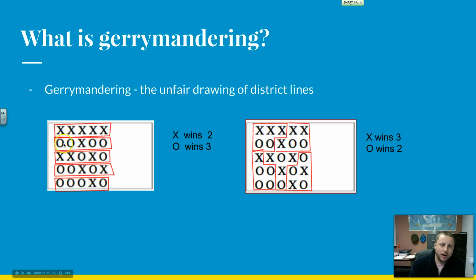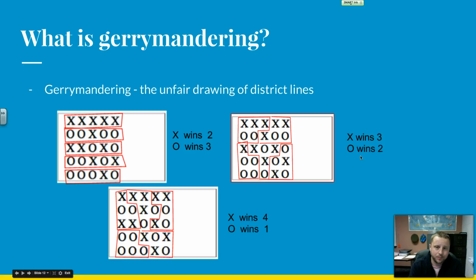Now here's our old one that we had. Now here's a different way to draw it. If we just take the same 25 voters, and you'll notice the X's and O's are in the same spots in both maps, we can draw the lines differently and make X win 3 and O win 2. Even though, remember, there are more O's than X's. So the O's should have more. But in this case, the X's win 3 and the O's win 2. So we've gone against the will of the people.